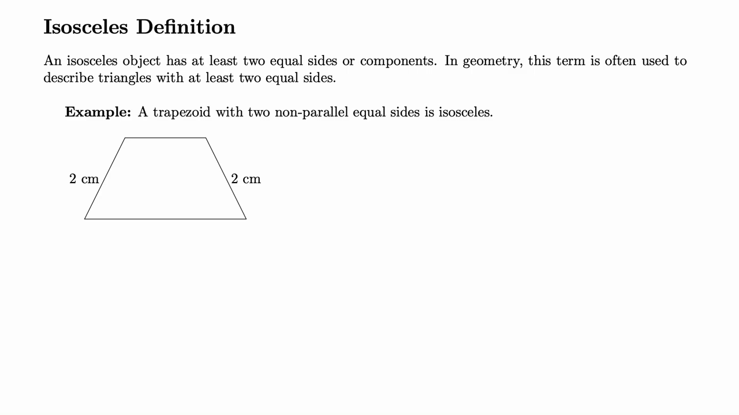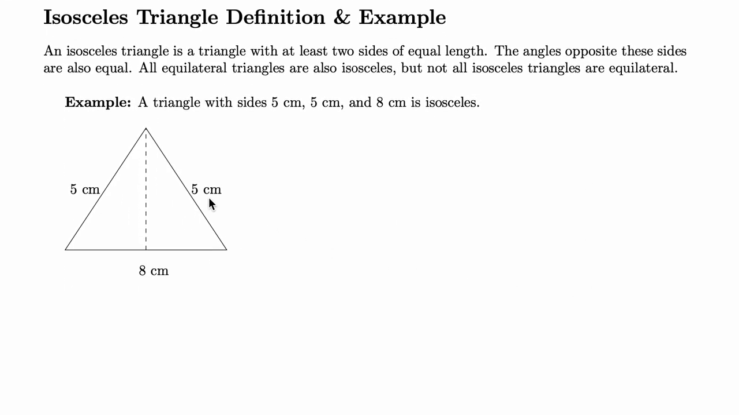All right, what does isosceles mean? So an isosceles object has two or more equal components. This is most frequently used in the realm of triangles. So you can actually see an isosceles triangle here as an example.